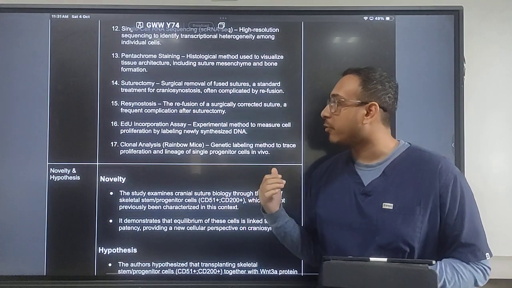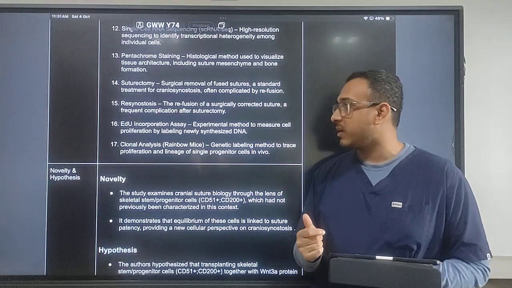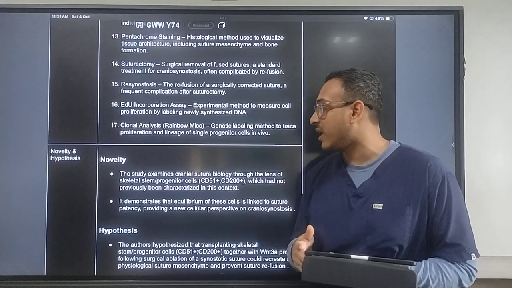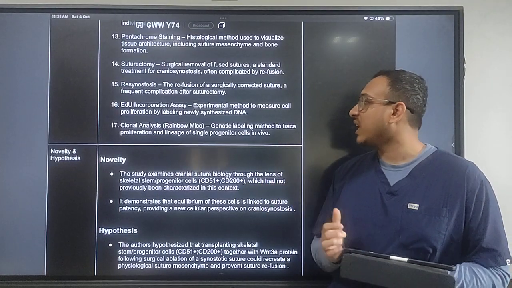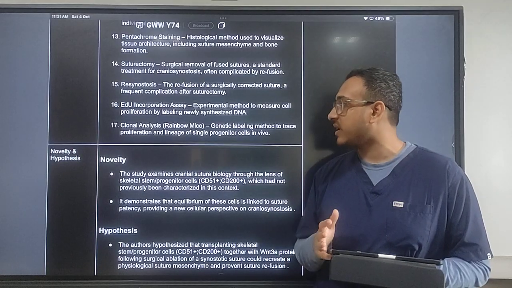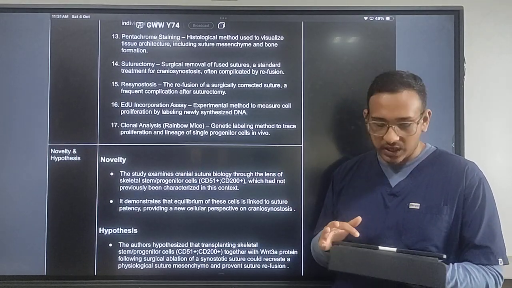The EdU incorporation assay is an experimental method to measure cell proliferation by labeling newly synthesized DNA, and clonal analysis is a genetic labeling method to trace the proliferation and lineage of single progenitor cells in vivo.